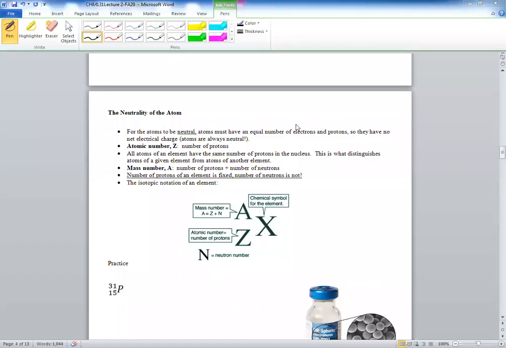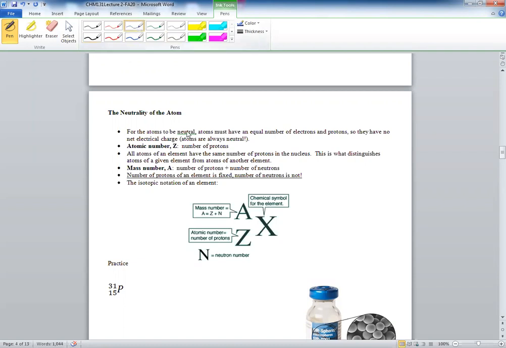Atoms are neutral. By neutral, we mean they have no electrical charge. They do not have a positive charge. They do not have a negative charge overall. But in order for them to be neutral, they have to have an equal number of positive charge to negative charge in order for them to cancel out.